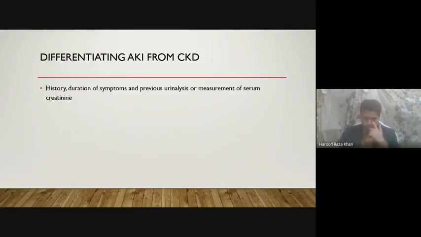Now, it would be good to differentiate between an acute kidney disease or injury and chronic kidney disease. Now, the distinction between these two depends on history, duration of symptoms, and previous urine analysis or measurement of serum creatinine. Normochromic anemia, small kidneys on ultrasonography, and the presence of renal osteodystrophy favor a chronic process.